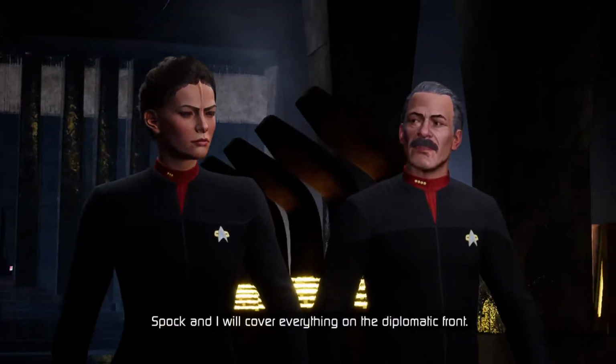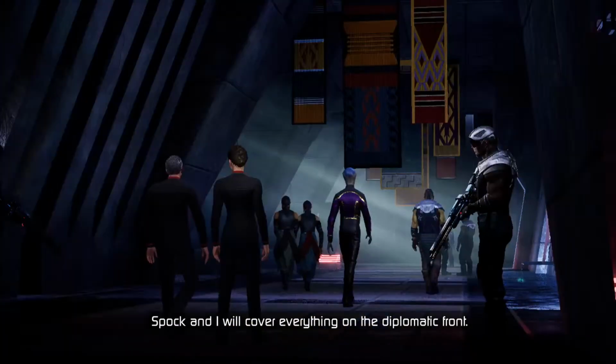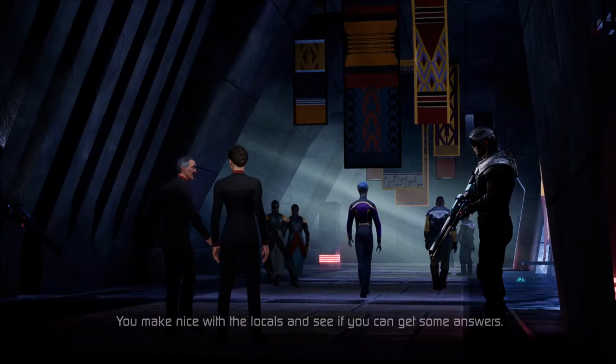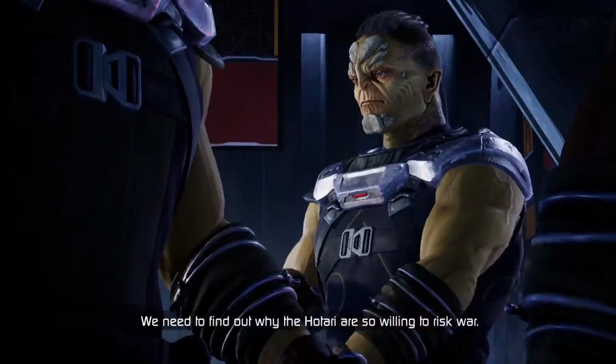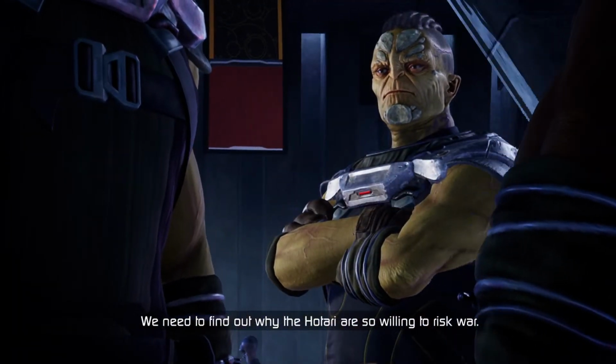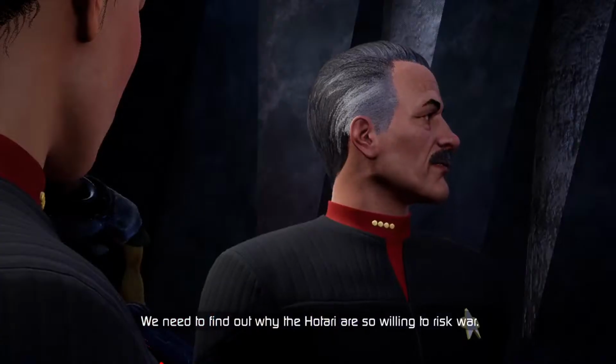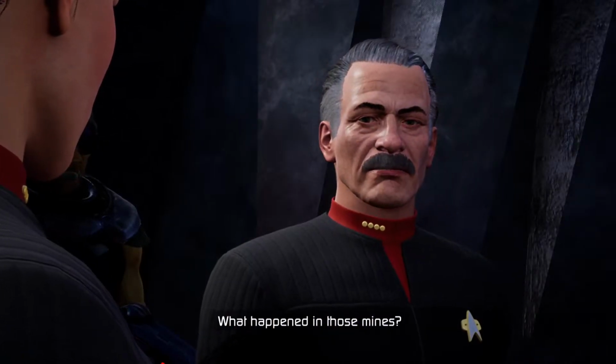Spock and I will cover everything on the diplomatic front. You make nice with the locals and see if you can get some answers. We need to find out why the Hotari are so willing to risk war. What happened in those mines?